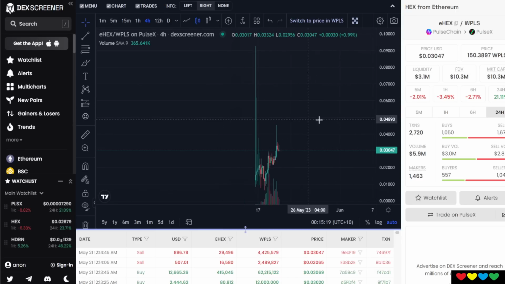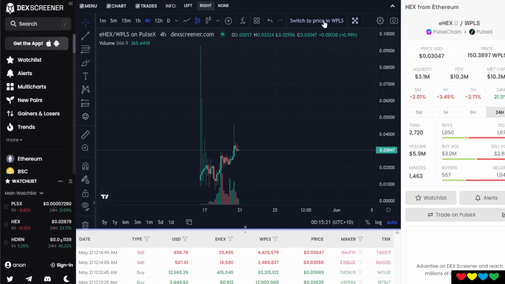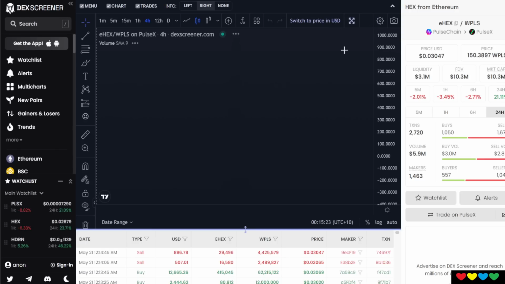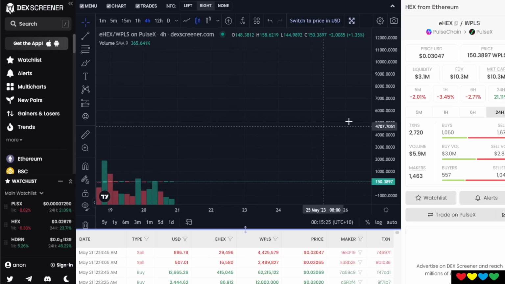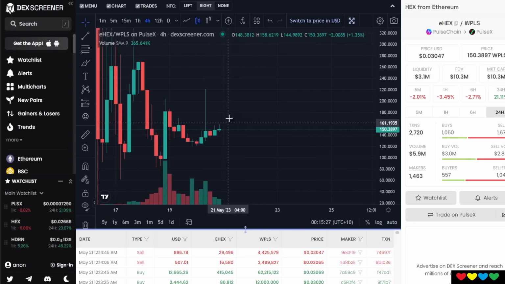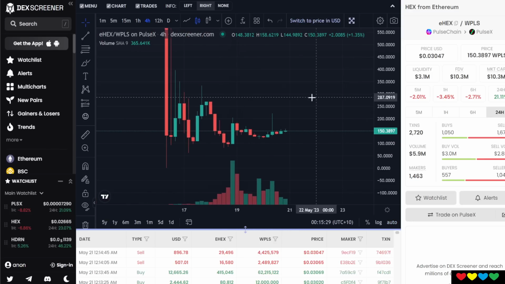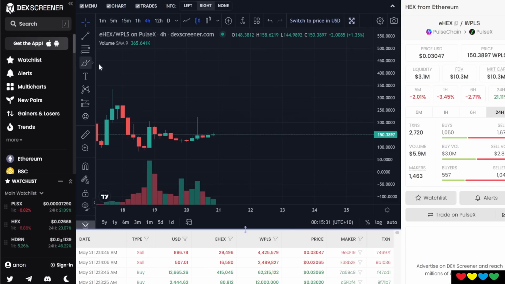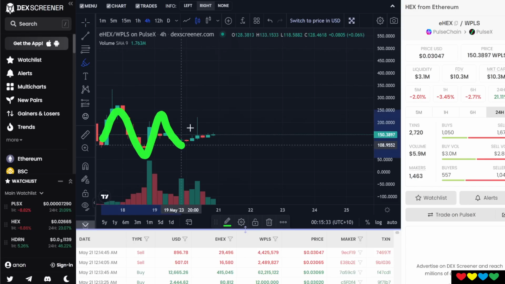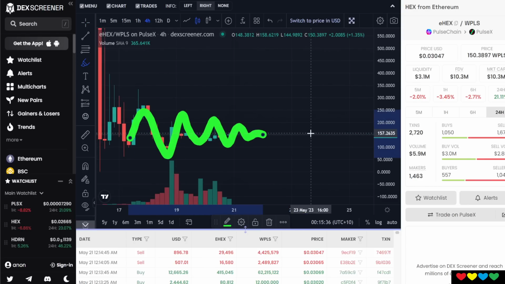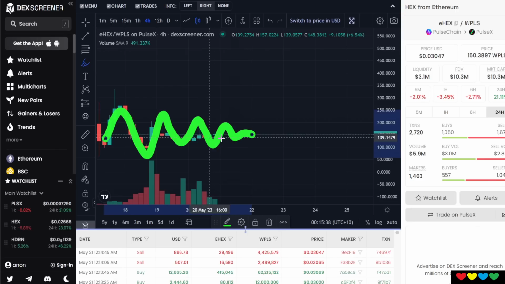Now, when you go into this, by default, this is the US dollar price. You have to click on this button up here, switch to WPLS. Now you're going to have to zoom in, and don't let it move heaps. So this is what it is. It's gone sideways. I think this thing will keep going sideways. So your impermanent loss isn't that bad. It's pretty good.